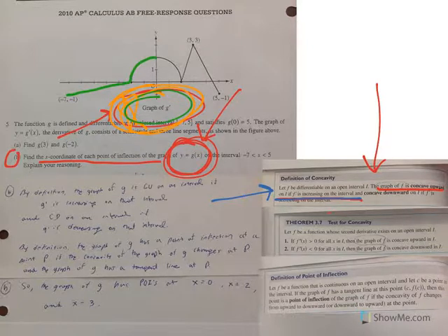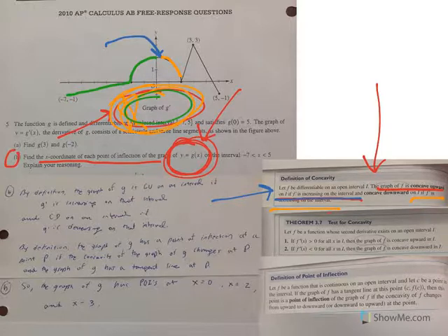Where is g prime decreasing? And where that happens, the graph of g will be concave downward. Well, you can see just by looking at the graph of g prime that it's decreasing from 0 to 2. So that's an interval where the graph of g will be concave downward. So we can see that the concavity changed at 0. So at x is equal to 0, we have a point of inflection.